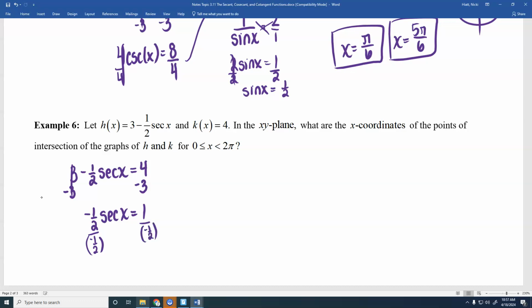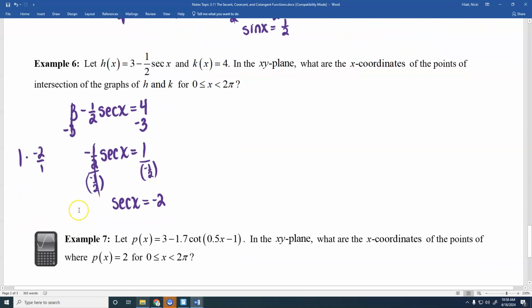Or I probably, if I was not doing this for your benefit, I would have just multiplied by a negative 2. Because if I multiply by the reciprocal, that's the same as dividing by that fraction. So secant of x here, dividing fractions, is easy as pie: 1 times negative 2 over 1. You're going to get secant of x equals negative 2.